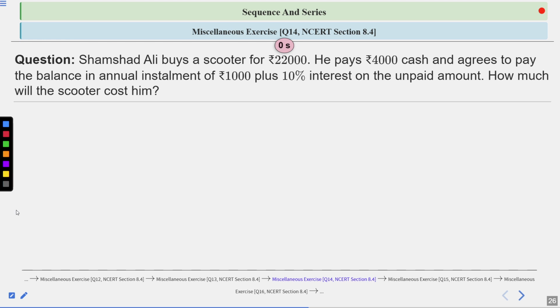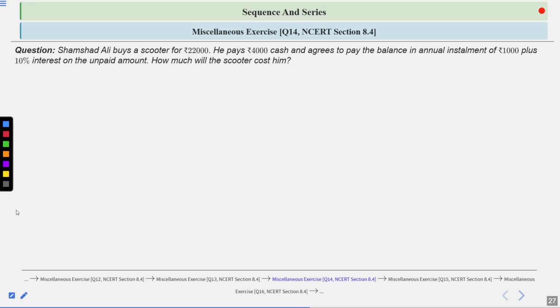Okay, let us move to the solution part. Question is Shamshad Ali buys a scooter for Rs 22,000. He pays Rs 4,000 cash and agrees to pay the balance in annual installments of Rs 1,000 plus 10% interest on the unpaid amount. How much will the scooter cost him? So let us see the solution part.